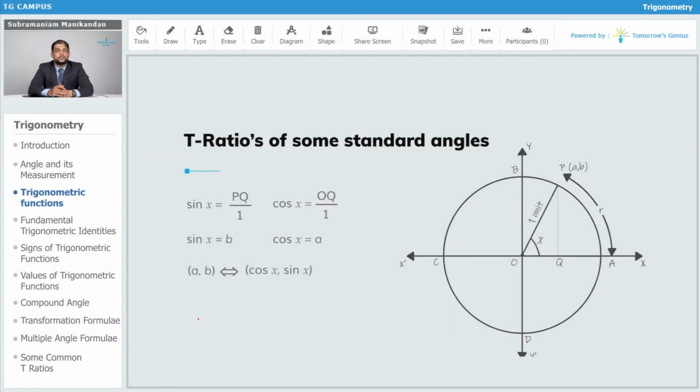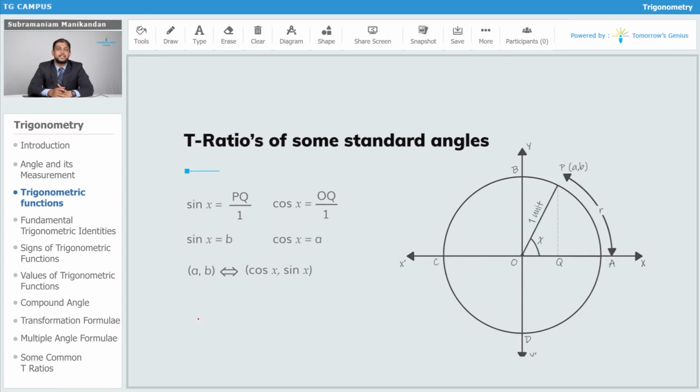Okay, so now it's time to look at trigonometric ratios on the Cartesian plane. Suppose this is the Cartesian plane, x-axis and y-axis intersect at right angles at the origin. Suppose we have a circle with its center at the origin. Suppose the radius of the circle is 1 unit. So such a circle is called a standard unit circle.